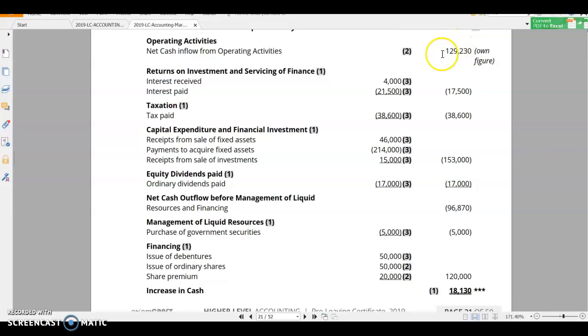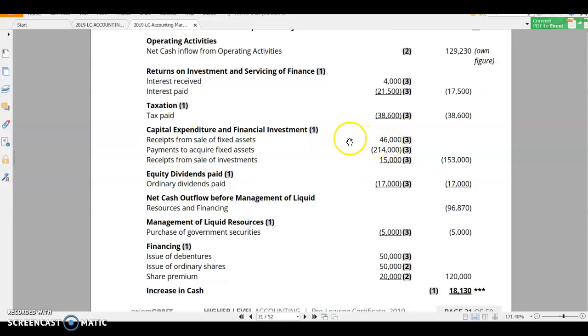People brought this figure down right. Interest received is fine. Interest paid is just the 22 you had, making the adjustments for what was due at the start and end of the year. Tax paid is just what was due at the end of last year. Into this section here, we made a few little mistakes.